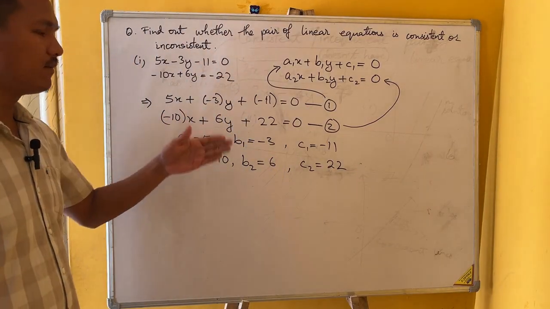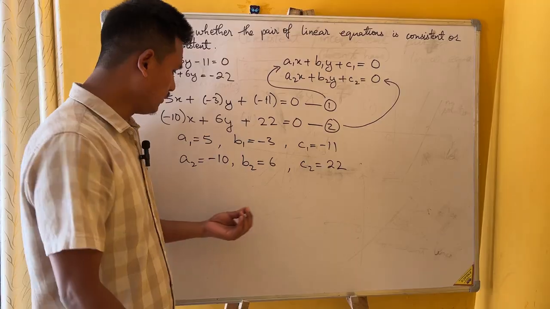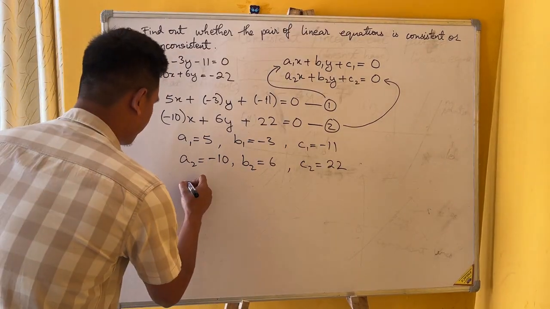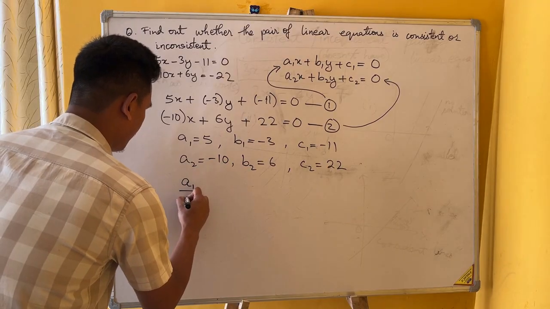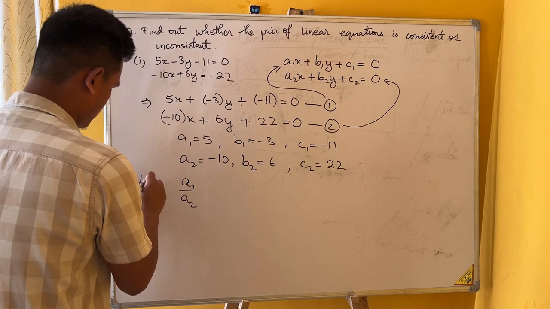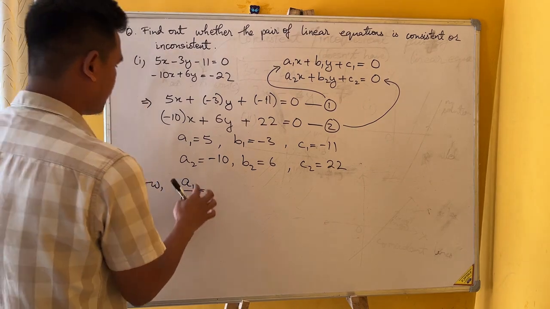After finding a1, b1, c1, a2, b2 and c2, what we do is calculate the ratio. The ratio is this. Calculate a1 upon a2. So now, how much is this?